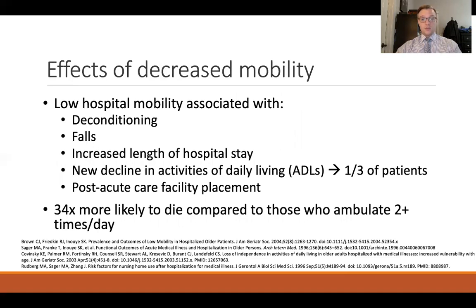Further downstream effects of low mobility include deconditioning, falls, and increased length of hospital stay. And also, 1/3 of older adult patients who are discharged from the hospital experience a new decline in activities of daily living. This, combined with deconditioning, leads to increased rates of post-acute care facility placement, another undesirable outcome for older adults. And finally, adults who have low mobility in the hospital are 34 times more likely to die compared to those who ambulate 2 or more times a day.